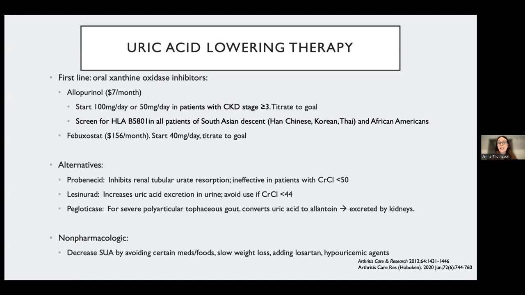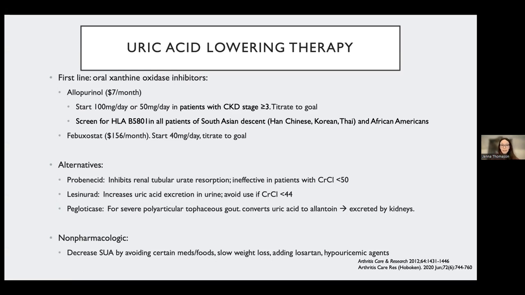or 50 milligrams a day in patients with CKD stage 3 or more. And we titrate it to a goal of less than 6 in patients with no tophi. And traditionally, we've also tried to shoot for a goal of less than 5 in patients that do have tophi. And the latest guidelines from the ACR just say less than 6 for everybody.